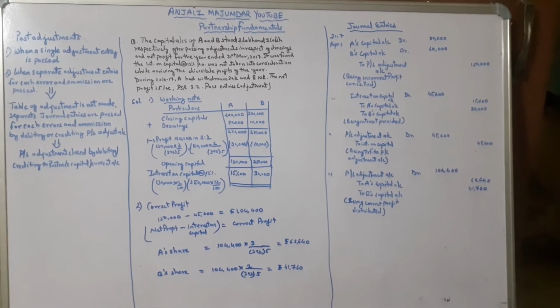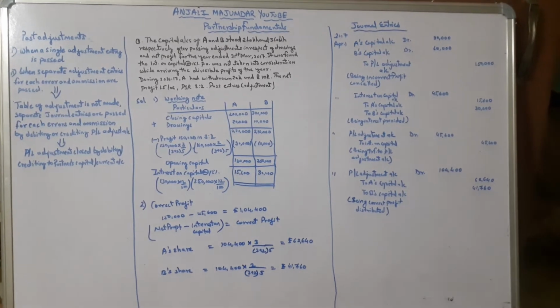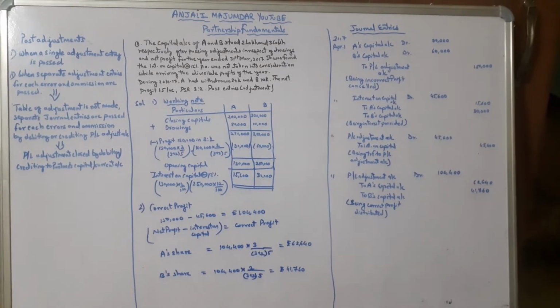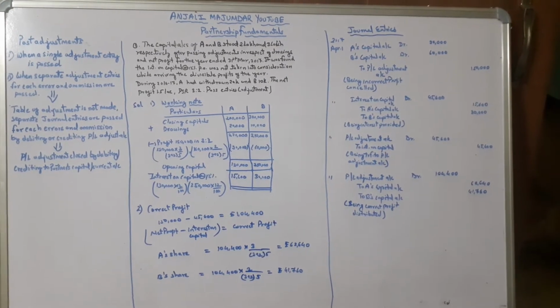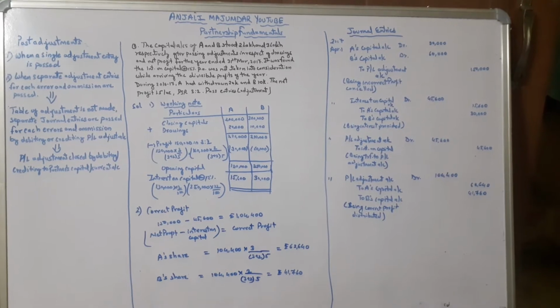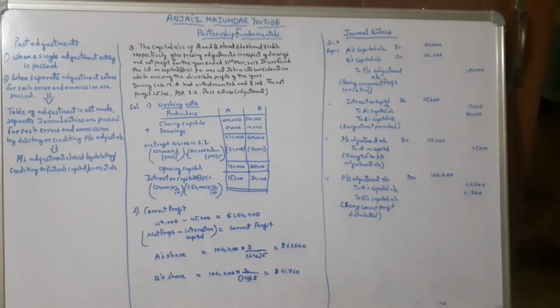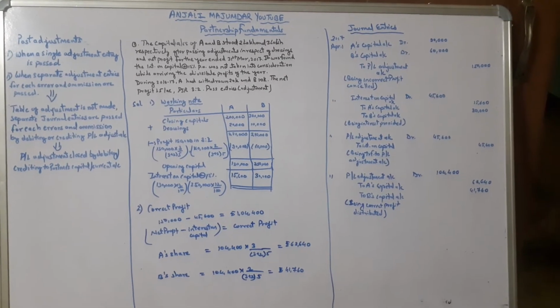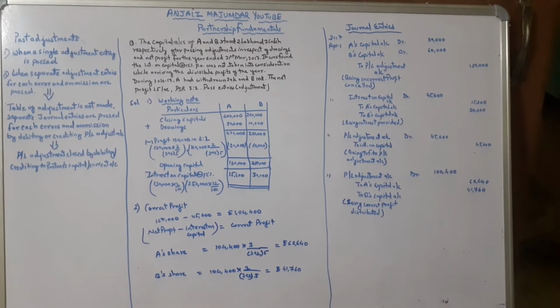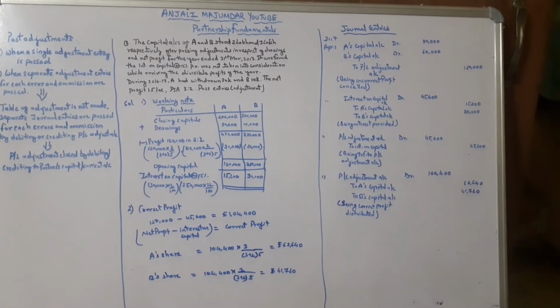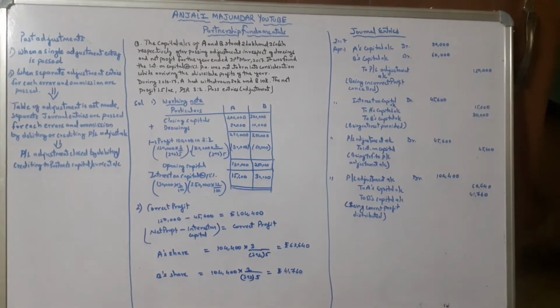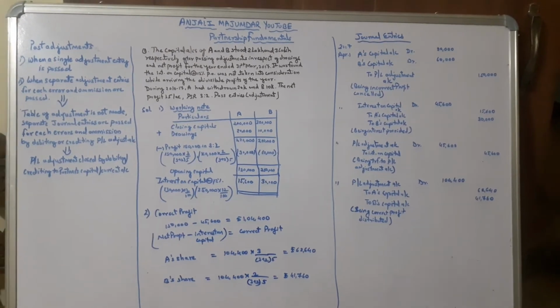Now for that we will open one new account, the P&L adjustment account. Whatever errors and omissions are there will be passed by debiting or crediting the P&L adjustment account. Once this P&L adjustment account is opened, it should be closed by transferring it to the partners' capital accounts. Now for more clarity, let's dig into the question.